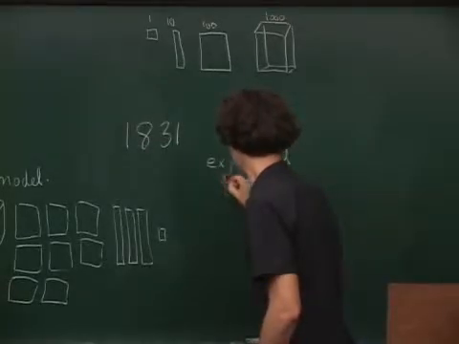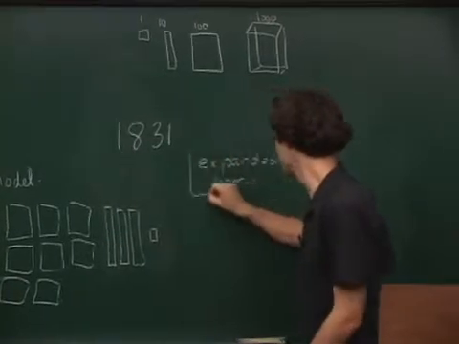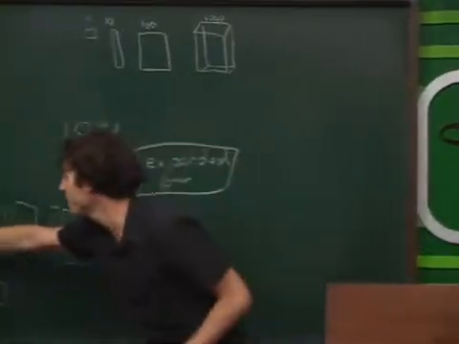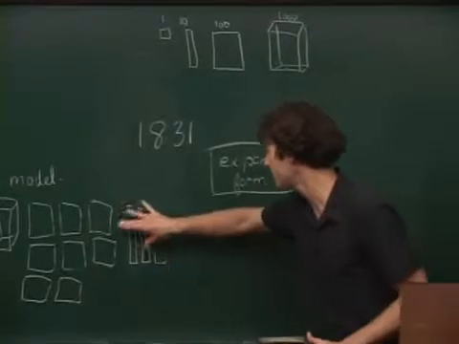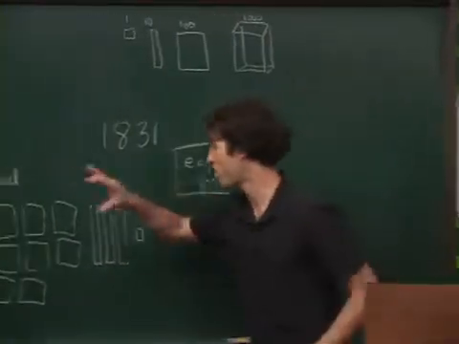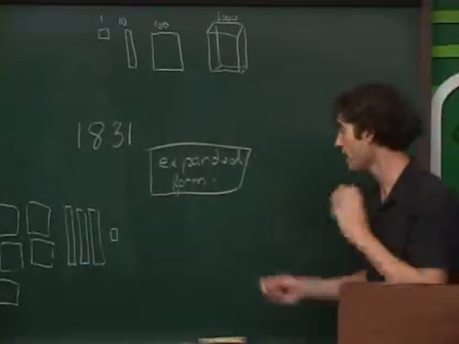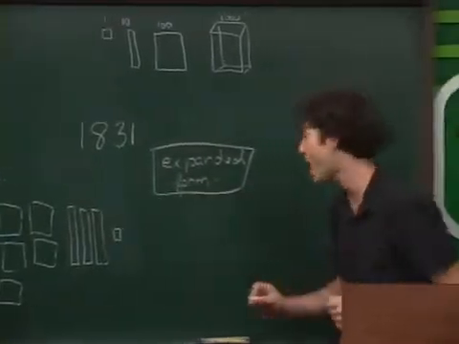Expanded form. Now, what is an expanded form? Is when we write this plus this plus this plus this. So, the thousands plus the hundreds plus the tens plus the ones, okay? So, how many thousands do we have? 1.